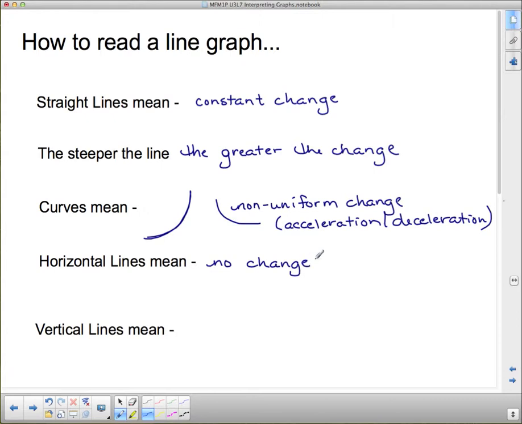If it stays the same, if it's all on the horizontal, like the bathtub, when there was no change in height, we had the horizontal line going across there. And vertical lines mean instant change. You can't get any steeper than a vertical line. Can't get any steeper than a cliff. Okay? Vertical lines mean instant change.